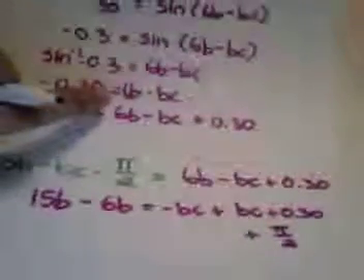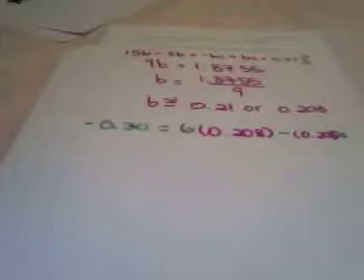So negative 0.30 is equal to 6b minus bc. So negative 0.30 is equal to 6 times 0.208 minus 0.208 C. So this then becomes negative 0.30 is equal to 1.248 minus 0.208 C.